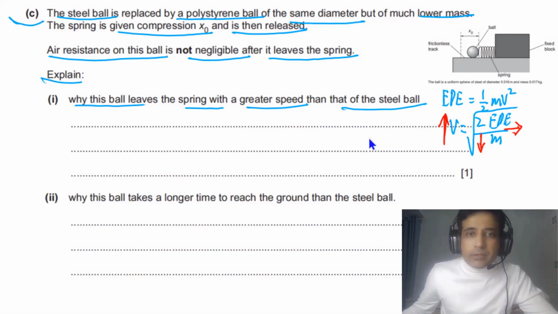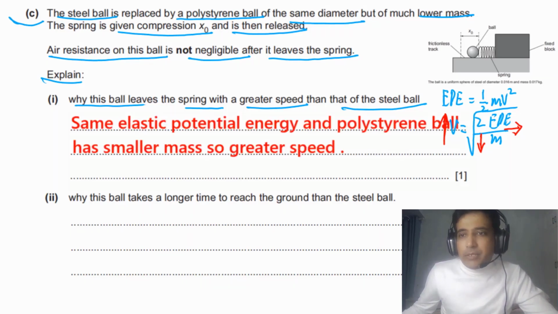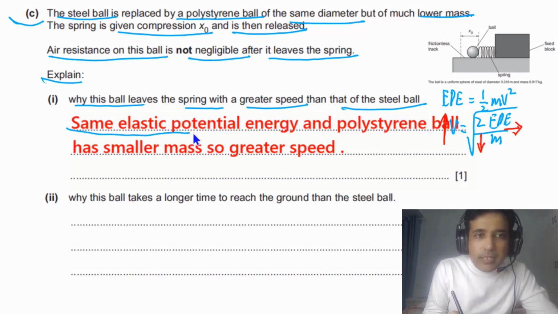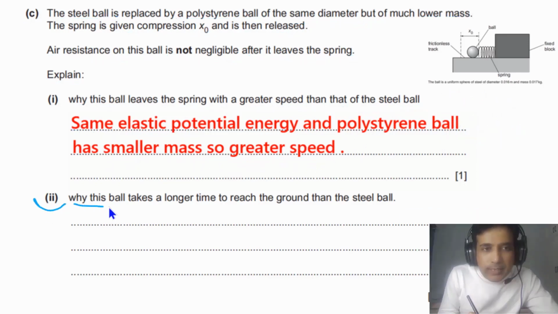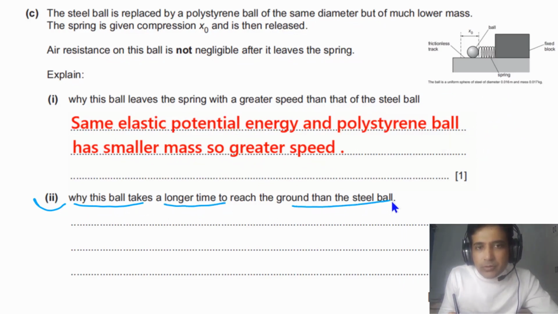This is how you can write down the answer. In your answer, you can mention these points. They have the same elastic potential energy, and the polystyrene ball has lower mass, so the speed of this ball is greater. For the second part, we need to explain why this ball takes a longer time to reach the ground than the steel ball.